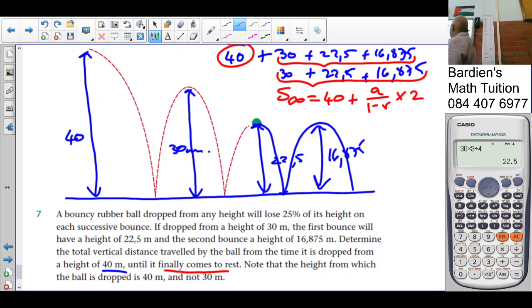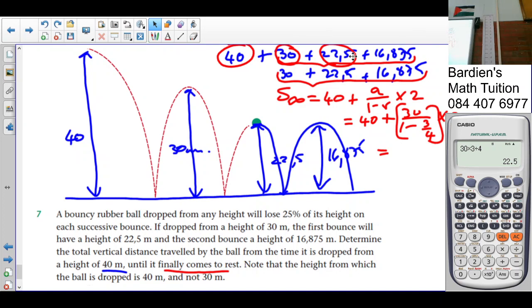Can you see that? So this would simply be 40 plus your A value being 30 over 1 minus my R value, which is 22.5 divided by 30, which should be 3 over 4. Just check if that's correct. Times 2. It's 40 plus 2 into 30 over 1 minus 3 over 4. 280 meters. Is that correct? 280 meters.